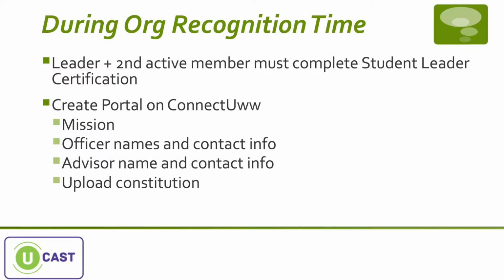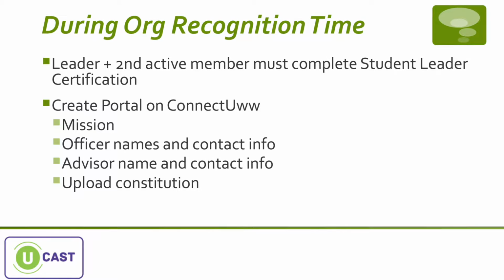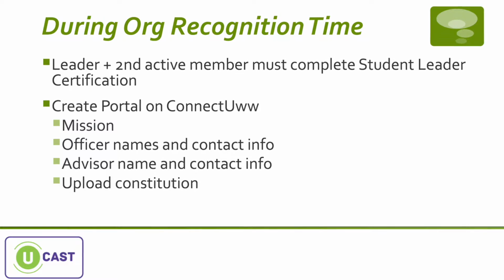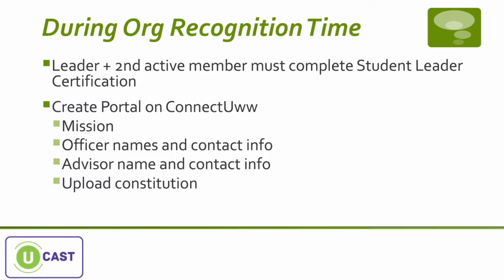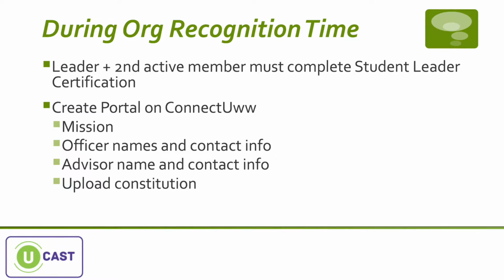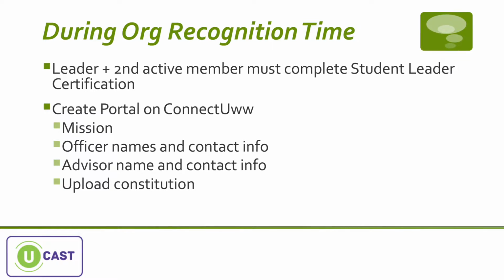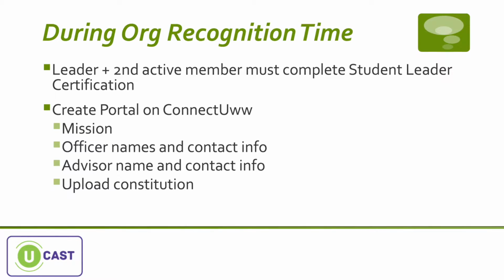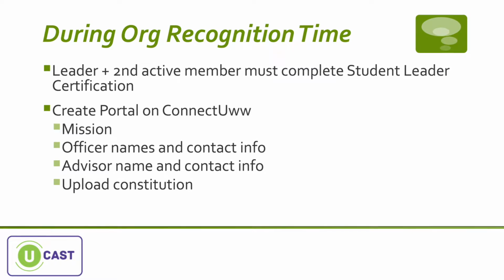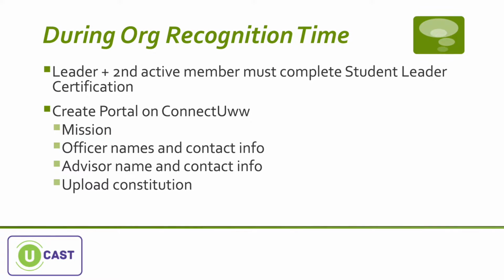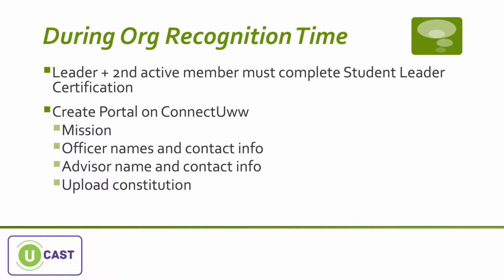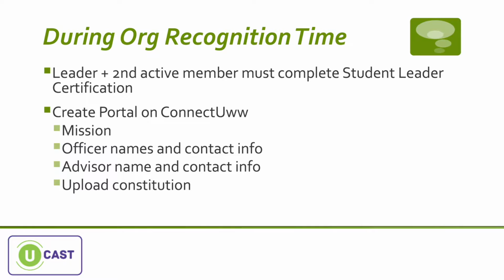recognized. During the window of student organization recognition, your organization leader, plus at least 1 second active member, must complete the student leader certification. You must also create a portal for your organization on Connect UWW. Upload the mission of your organization, leaders and officers' names and their contact information, your advisor's name and contact information, and the constitution you created.